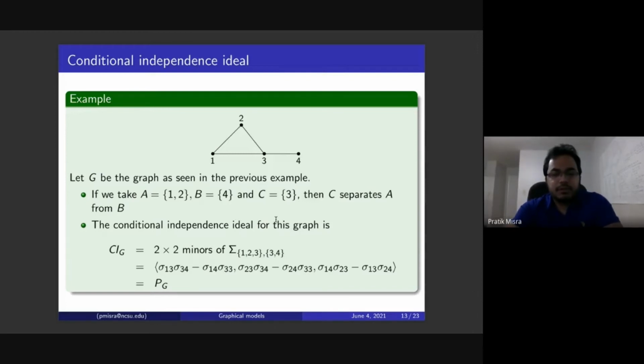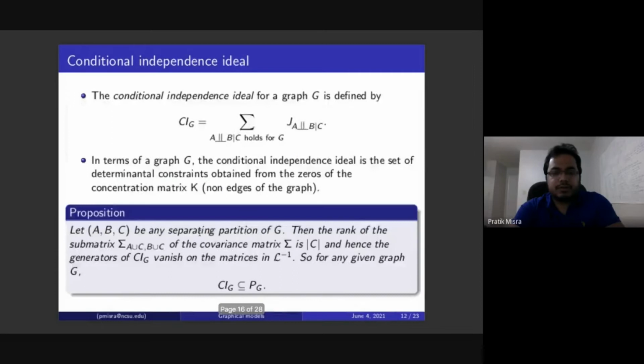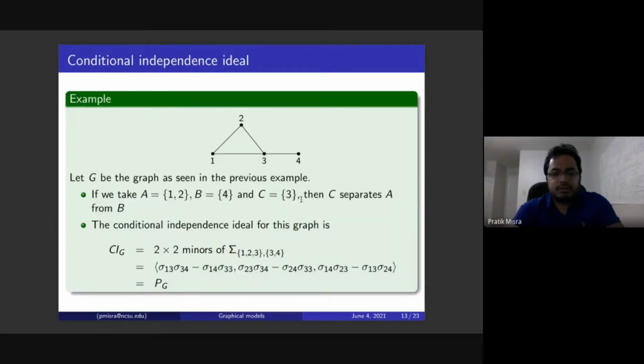So using this separation, the conditional independence ideal is basically defined as the 2 cross 2 minors of sigma A union C, which is 1, 2, 3, and B union C, which is 3, 4. And we're taking 2 cross 2 minors because the way that we defined the conditional independence ideal over here was taking the C plus 1 minors of the matrix. And over here, C is just the set 3. So we take 2 cross 2 minors.